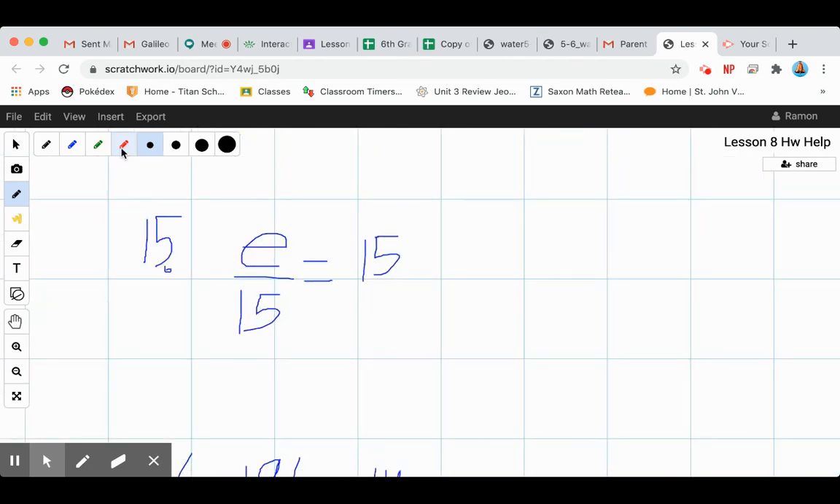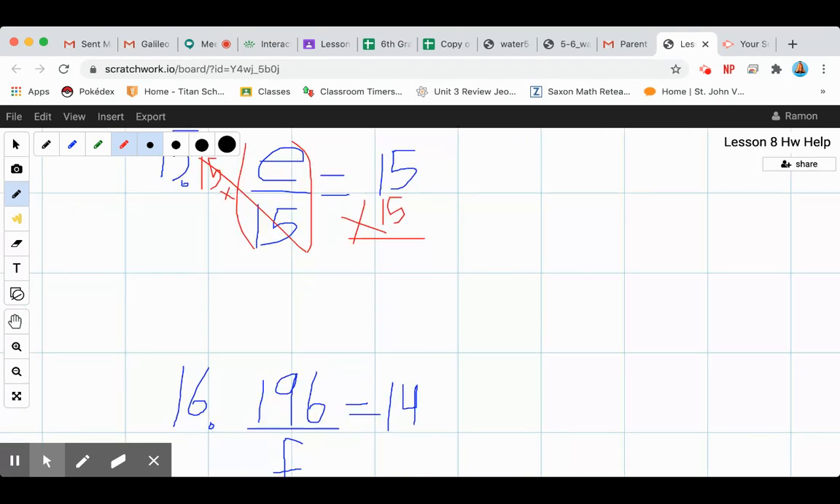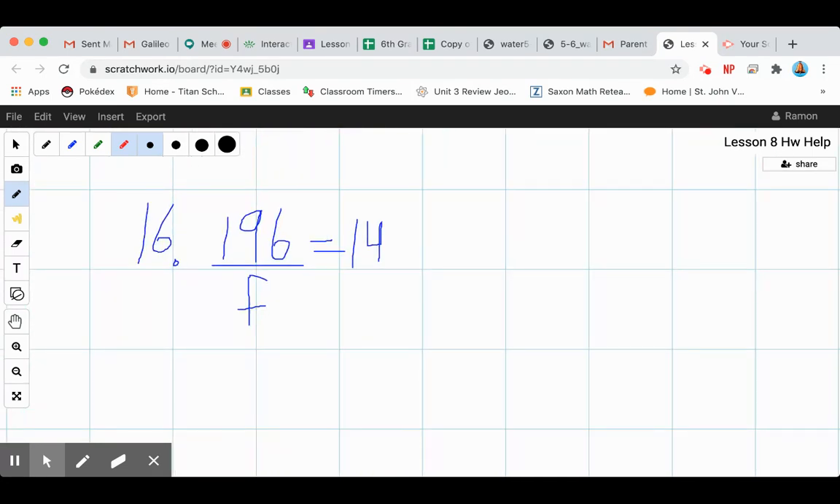For number 15, we will be using inverse operations. E divided by 15 equals 15. So since the denominator is 15, we want to multiply, which will cancel these amounts out, and then we're going to multiply this by 15, and that will give you your correct response. Now 16 is a little bit different. We're not going to use inverse operations here because, since the divisor is the variable, we're just going to switch these around. So it's going to be 196 divided by 14 equals F. And then from there, you would just compute and find the quotient.